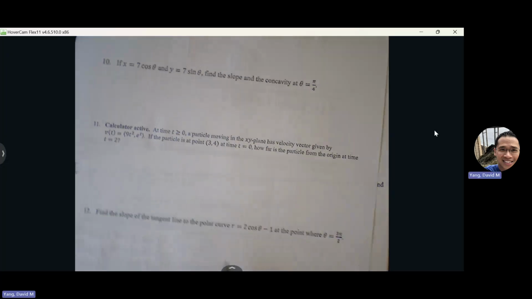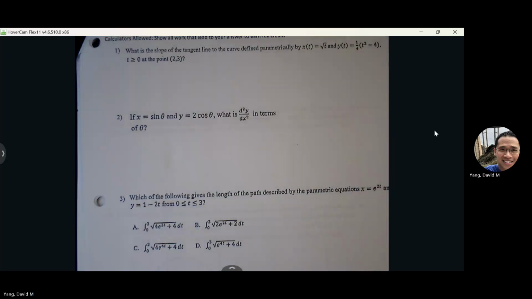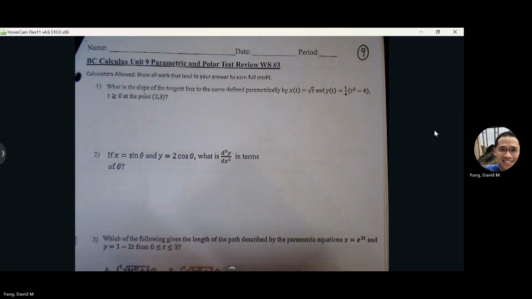Okay, page 9. Okay, what is the slope of the tangent line to the curve defined parametrically? So find your x prime, find your y prime. Divide them by each other. Get your slope.